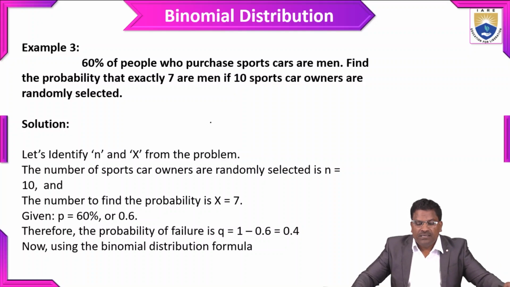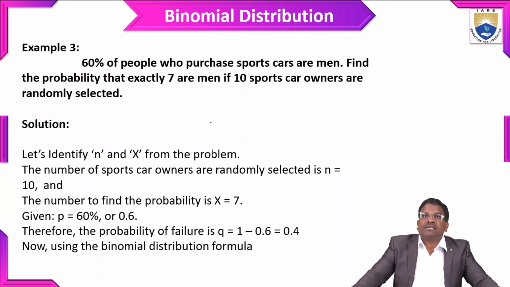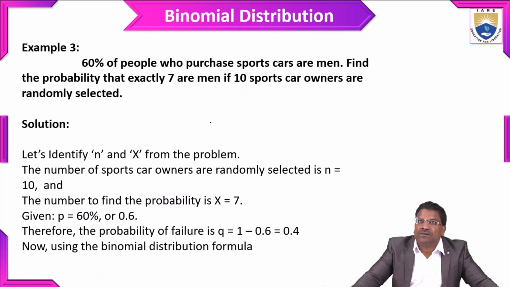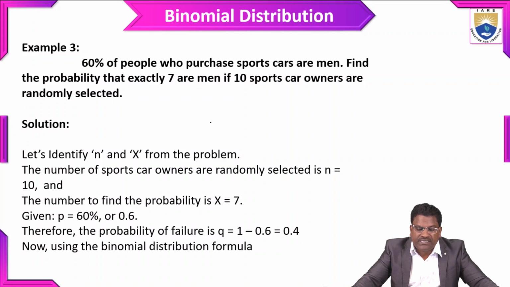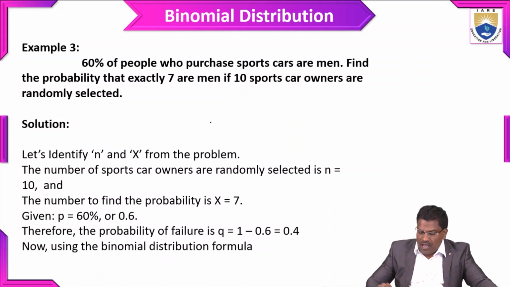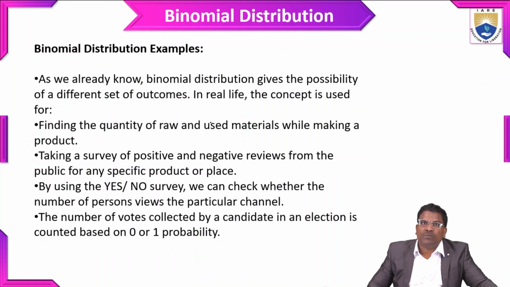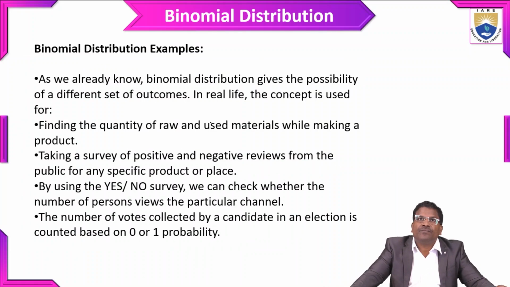Here n is the number of persons. Here they are sports car owners, they are 10 here. Among them, the success persons are exactly 7. So x is equal to 7. Here probability is 60%, meaning p is 0.6. Automatically the failure probability q is 1 minus 0.6, which is 0.4. Now all terms have come, keep them in the formula. We will find the answer.